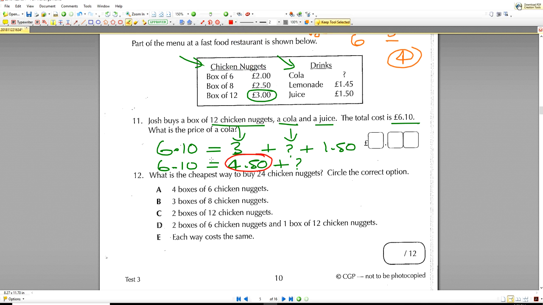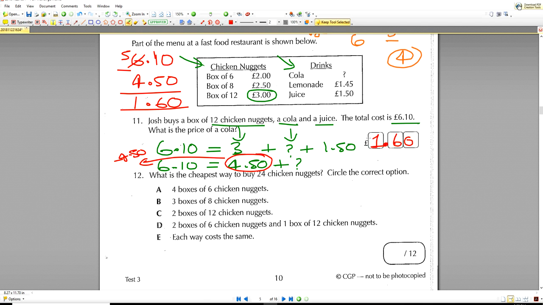So we're going to grab this and take it to the side. Minus £4.50. So up here £6.10 minus £4.50. That's 0. So that becomes 5. That becomes 11. That's 6. And that's 1. So that'll give us a total of £1.60 as the cost of the cola.